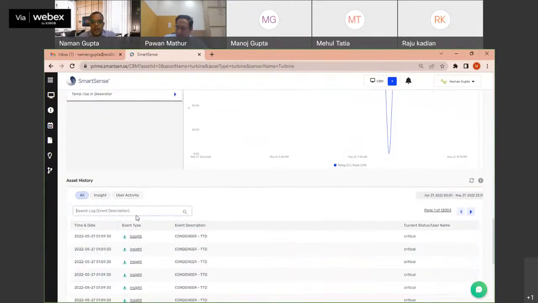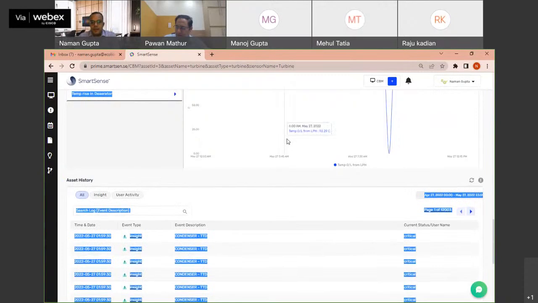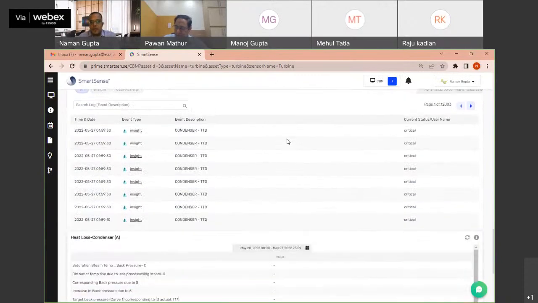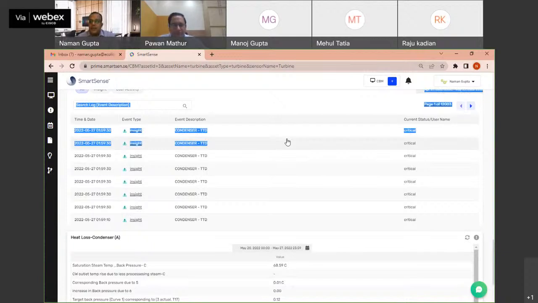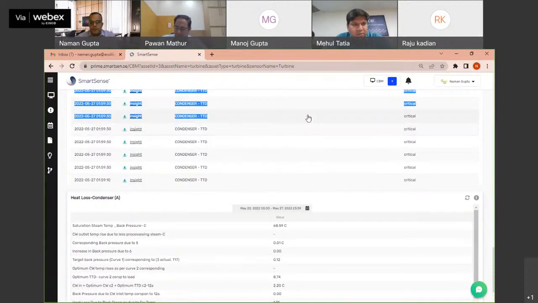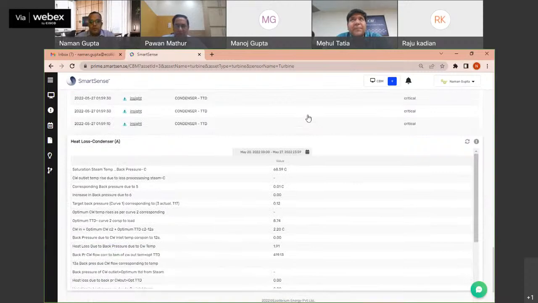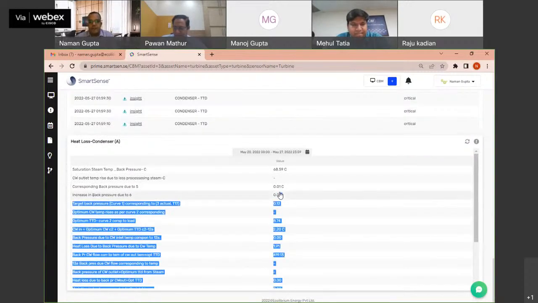Then we can also have the asset history, like if you have done some maintenance work, you can log on to the system and add that data and you can download that data to check whether the PPM schedule, predictive maintenance schedule, is being done properly or not. So that's the live demo of the turbine which we have developed.